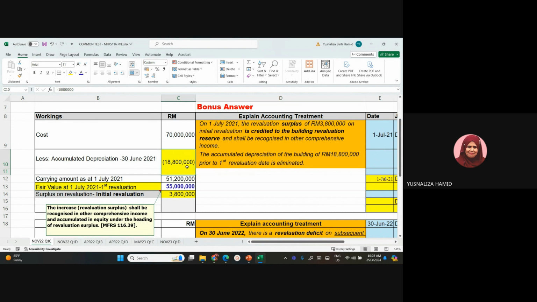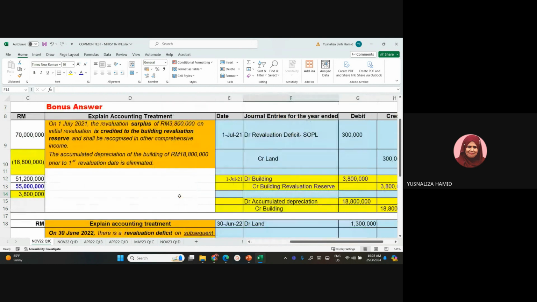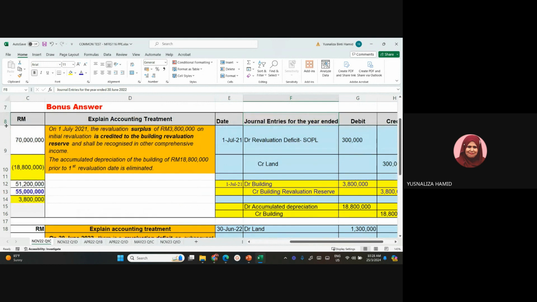So the first one is the surplus that you explained. The second one is the accumulated depreciation. This is just a bonus answer, the one that I put here, in case the question asks you. But the question does not ask you this. The question asks you to calculate the surplus or deficit and to also do the journal entry for the year ended 30th June 2022, meaning that you are asked to do the journal entries from 1st of July up until 30th of June 2022. So for the year ended means for the one whole year.